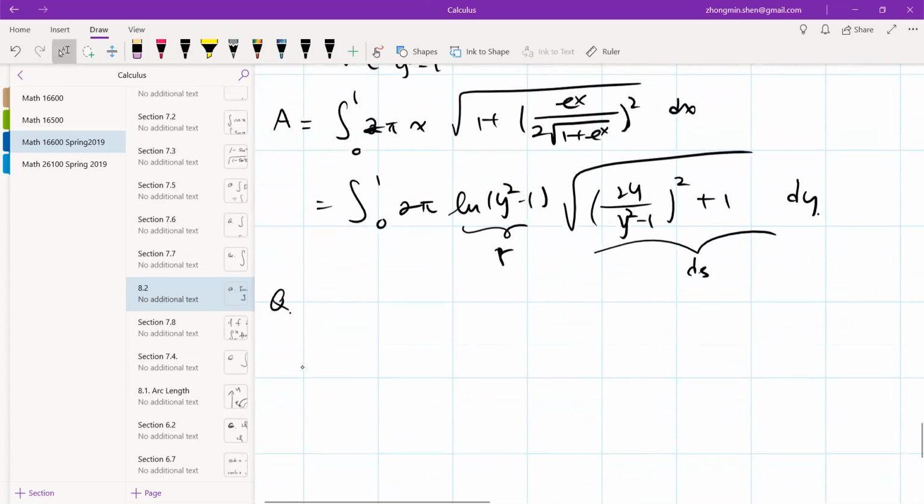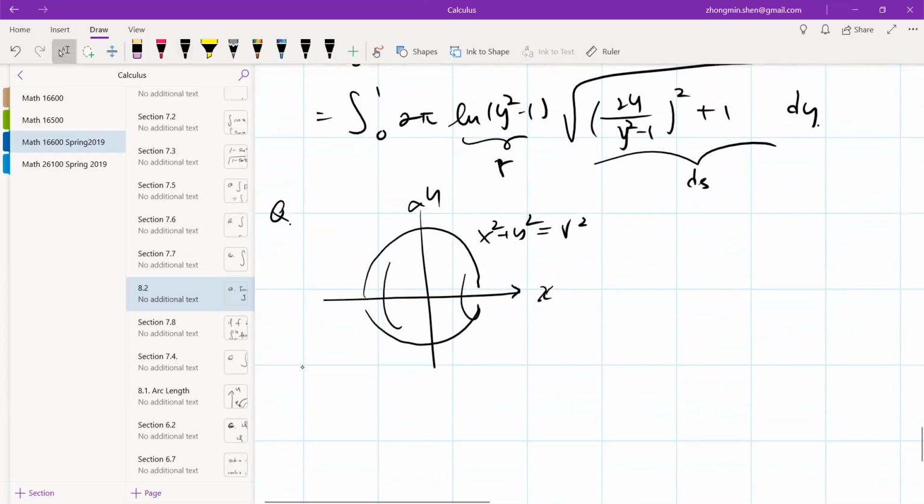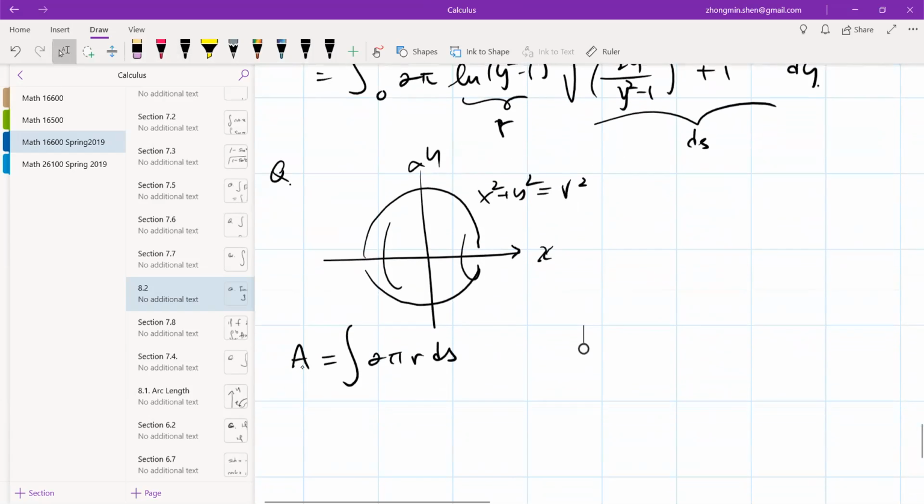But how do you generate a sphere? You can rotate a semicircle. If you rotate x squared plus y squared equals r squared about the x-axis, then you get the surface area of the sphere. So A equals the integral of 2 pi r ds, right? I'm going to write down the formulas.